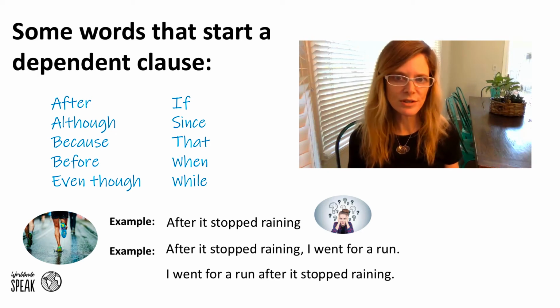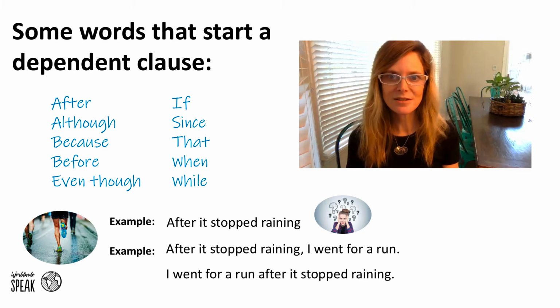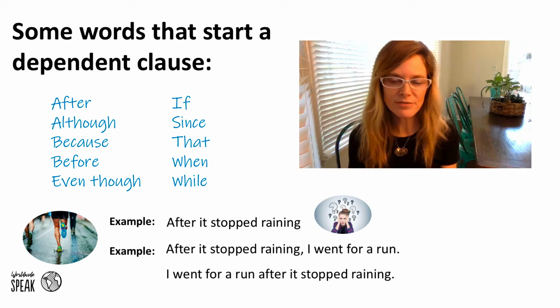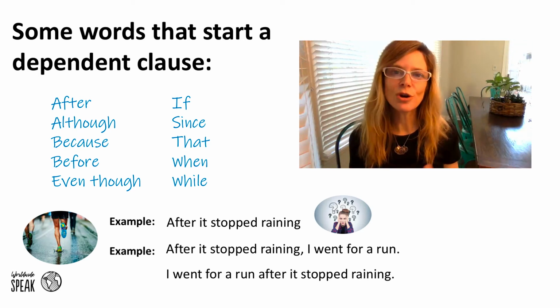If you choose to write a complex sentence where you begin the sentence with the independent clause and the dependent clause comes afterwards, and those special words that start the dependent clause are in the middle of the sentence, you don't need a comma.